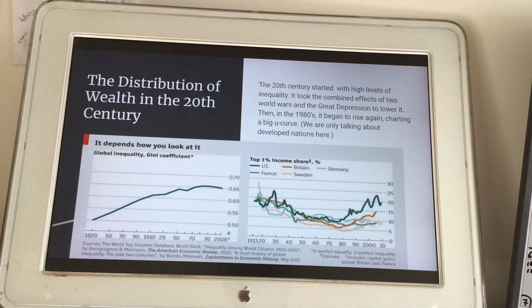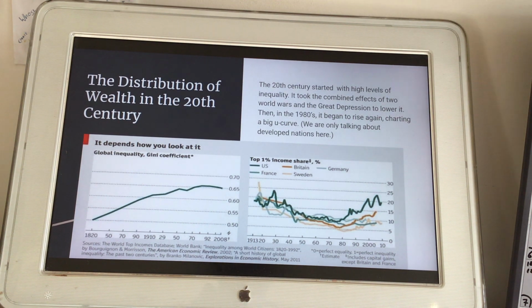So we're mainly looking at the 20th century and developed nations, and this century started with very high levels of inequality. It took the combined effects of 2 world wars and the Great Depression to lower it. However, in the late 1970s and early 1980s, it began to rise again and hasn't stopped since, charting essentially a big U-curve through the century.